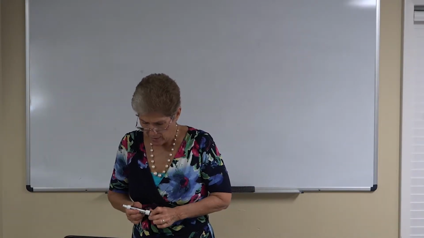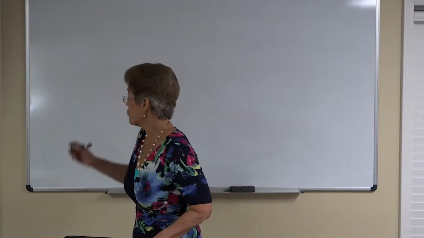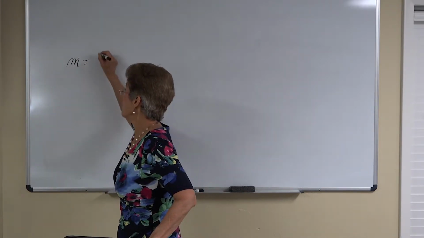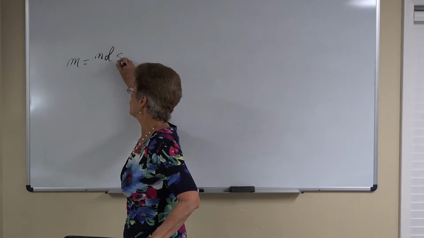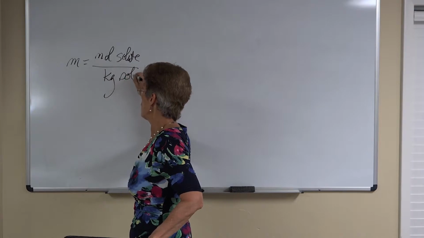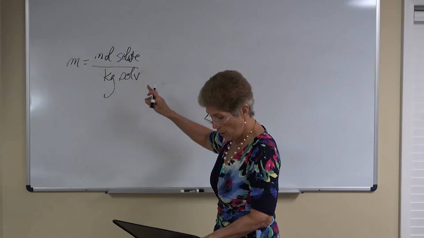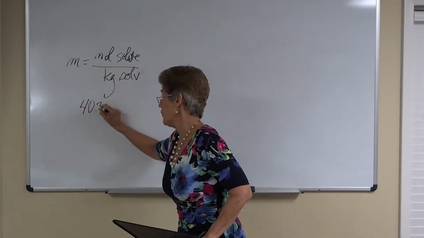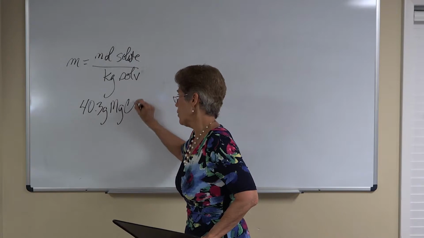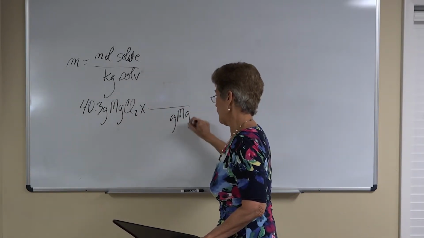Number 6, if you make a solution by mixing 40.3 grams of magnesium chloride with 750 grams of water, what is the molality of the solution? Well, remember, molality equals the moles of solute divided by the kilograms of solvent. And so knowing that, we have to find the moles of the solute. Well, we're given 40.3 grams of magnesium chloride. And so we're going to convert that to the moles.